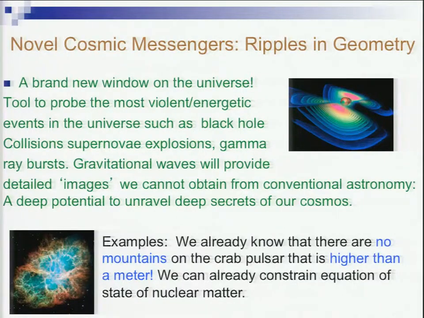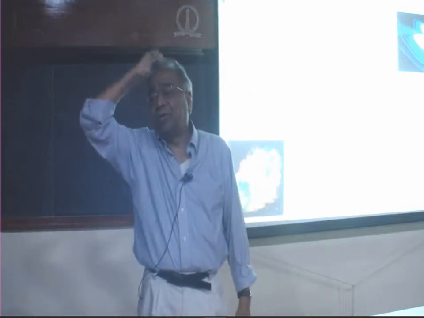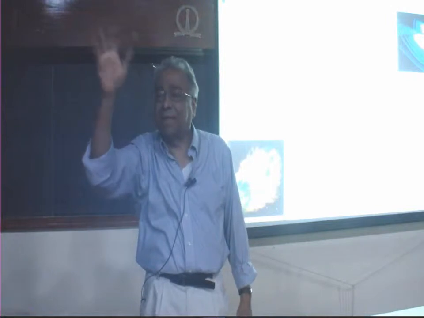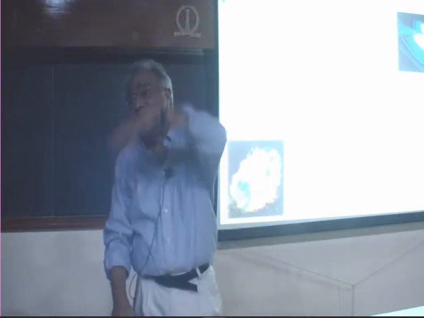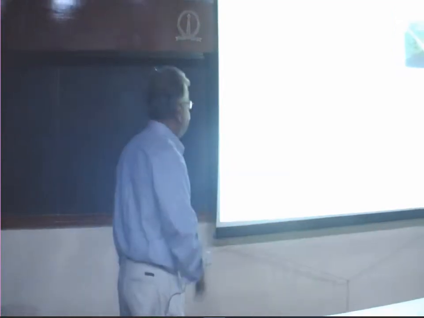The sensitivity of the detectors until last year was already high enough that they should have seen these waves. They don't see these waves, which tells us that there are no mountains on the Crab which are higher than a meter. I mean, it's amazing, right, that we can put this science together to say what is happening out there in the universe. And that, by the way, tells us something about the equation of state of nuclear matter in the neutron stars. So it's fantastic the way that this science sort of weaves together.